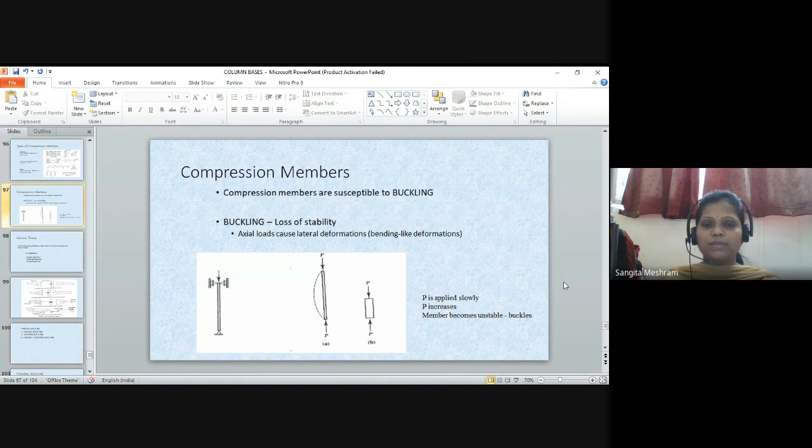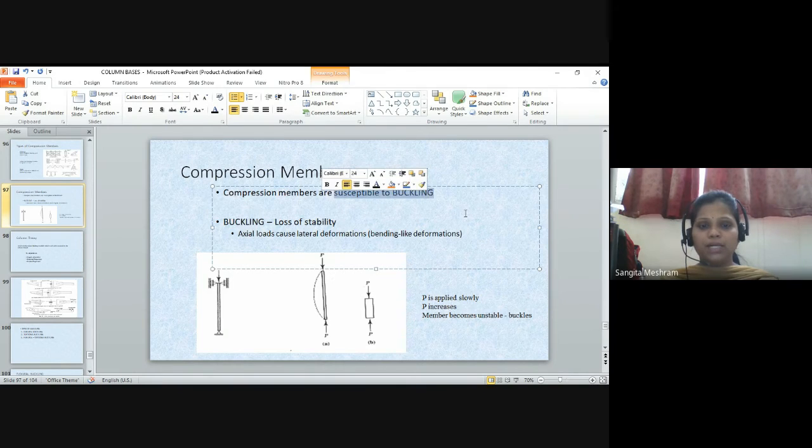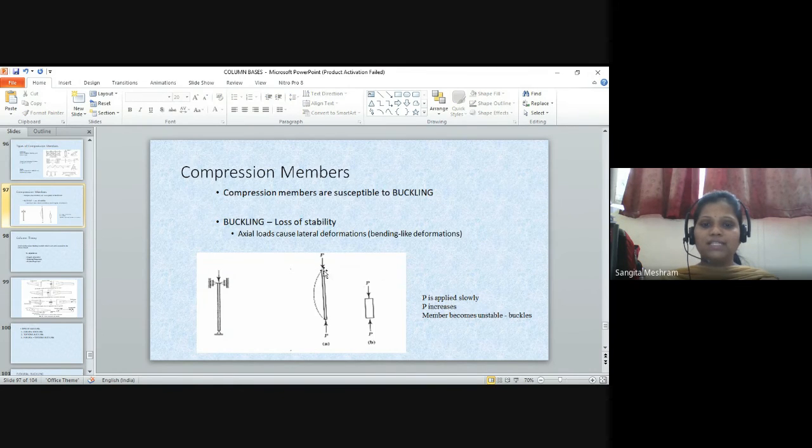Then compression members are susceptible to buckling. It will have the buckling effect when the load is acting along the axis. Axial force is acting, so it will have some buckling effect in the member. So basically, a compression member is susceptible to buckling, which causes the loss of stability, and axial load causes the lateral deformation. It will have the buckling effect.